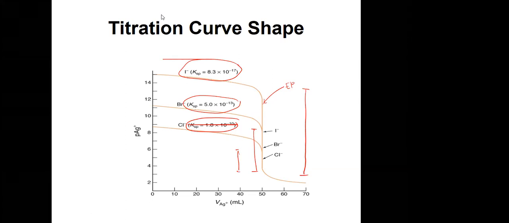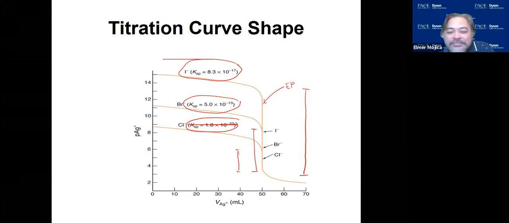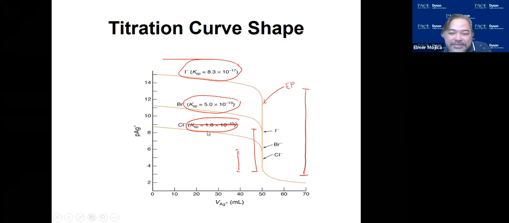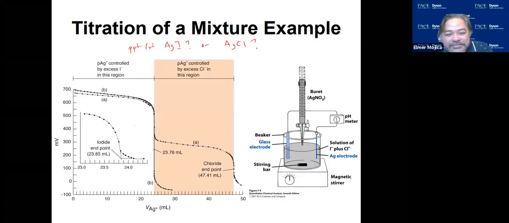Because the Ksp of iodide is smaller than that of Cl. Very good. Okay. The Ksp is lower compared to the chloride. And if the Ksp is lower, most likely it will precipitate first. That's the rational answer to that question. And if you're going to look at this, when you're doing a titration wherein your sample contains a chloride and an iodide, this is how it will look.